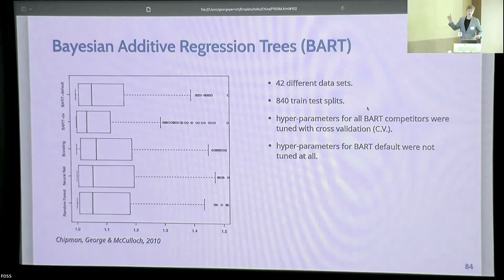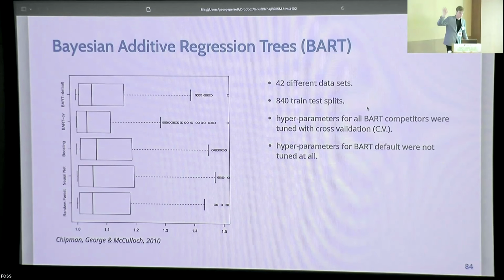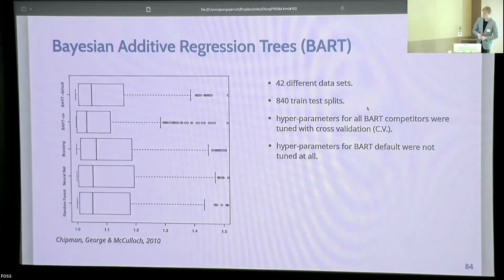It's really good at making predictions. So in the initial paper, they tried 42 different data sets, and from these data sets, they made 840 what's called the train test split. And they compared BART to all the other top performing machine learning algorithms, things like neural networks, which are having a big moment now, something called boosting regression trees, something called random forest, which is a different tree-based method. And they saw how it did.